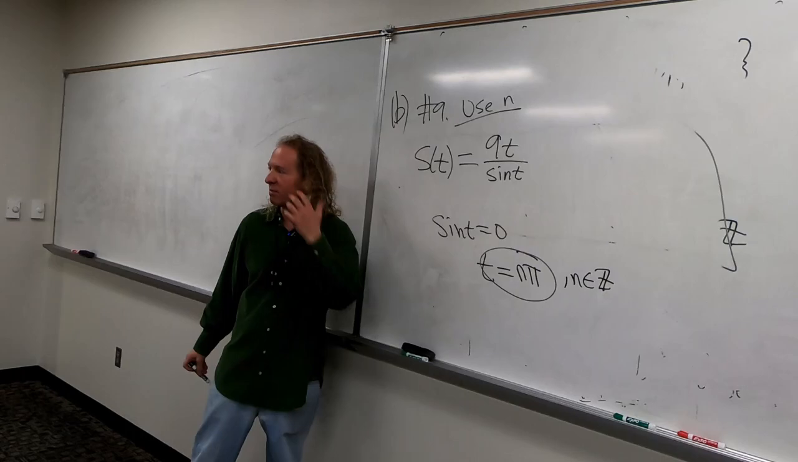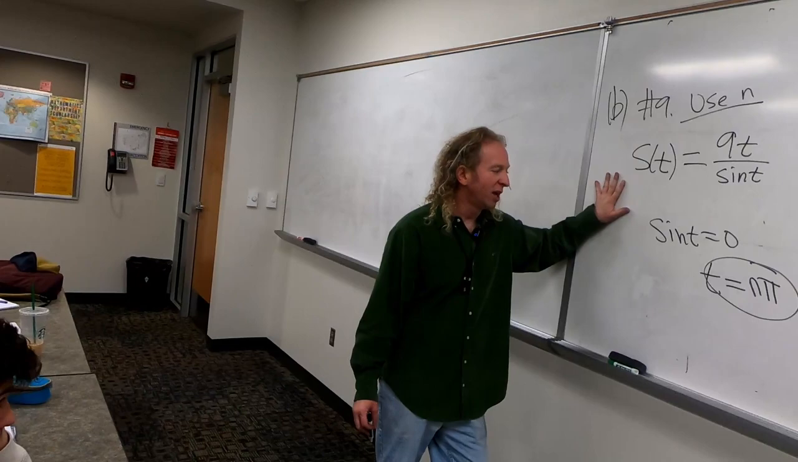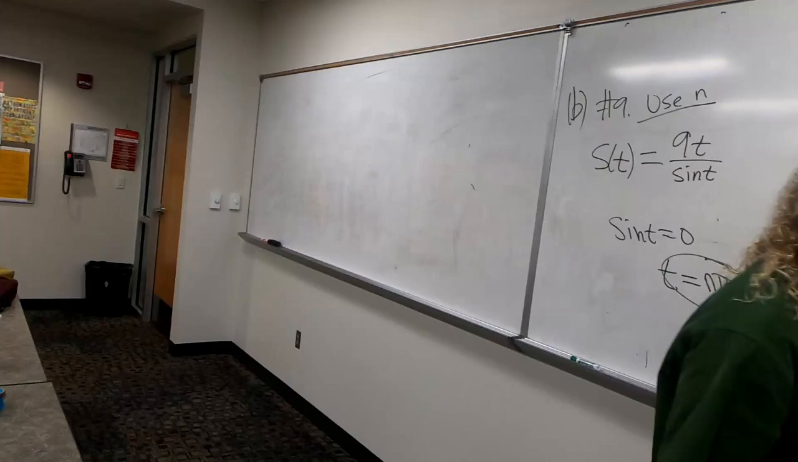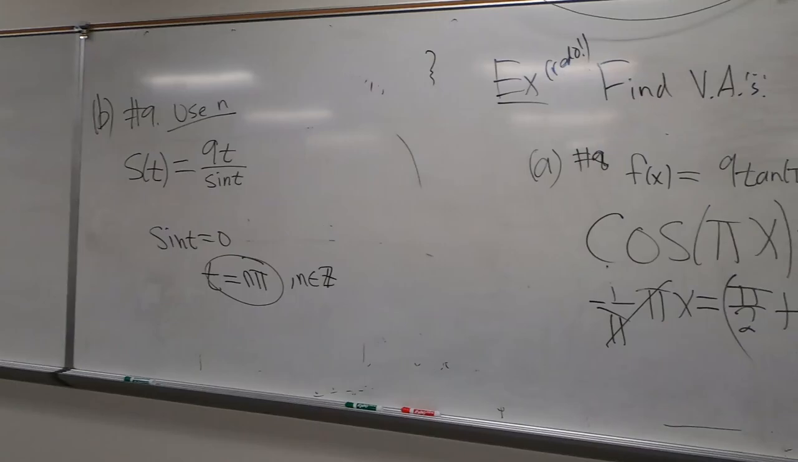The homework has a little box, though, and it tells you that n can't be equal to something. I believe n can't be equal to 0, okay? Because if n is 0, so n here is not 0.